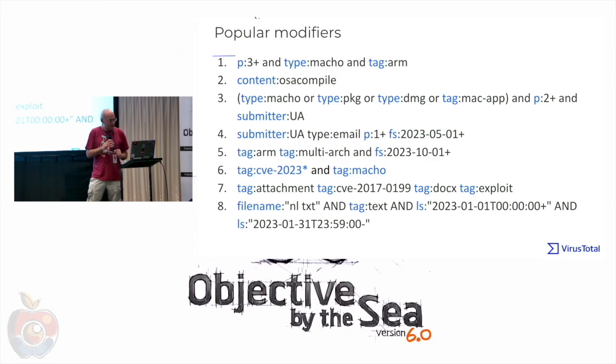The 7th example is this attachment. And the 8th example is searching based on file name, and you could search on ranges. So this is a range search on one single day in 2023, just like from midnight to midnight.